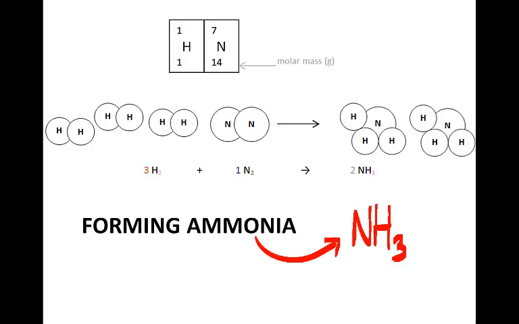How do we form ammonia? We react hydrogen gas, H2, with nitrogen gas, N2. In what ratio do they have to react? You need 3 molecules of hydrogen, shown here, 1, 2, 3 molecules of H2, for every 1 molecule of nitrogen, N2, and that will form 2 molecules of ammonia.